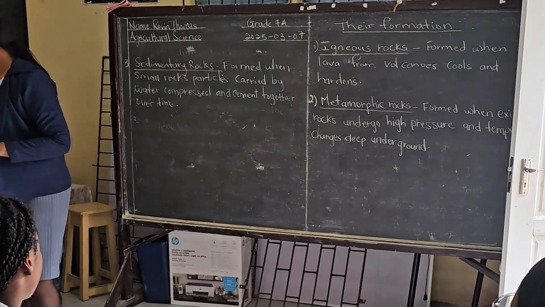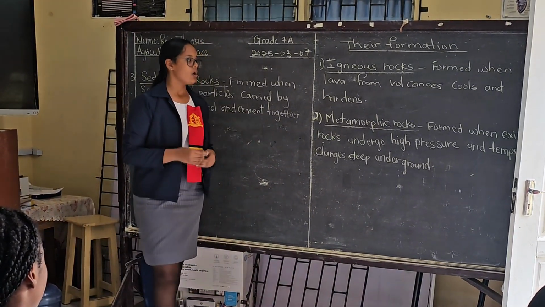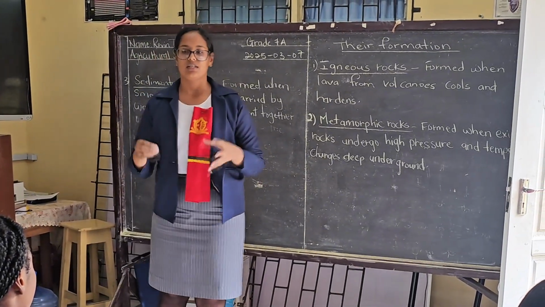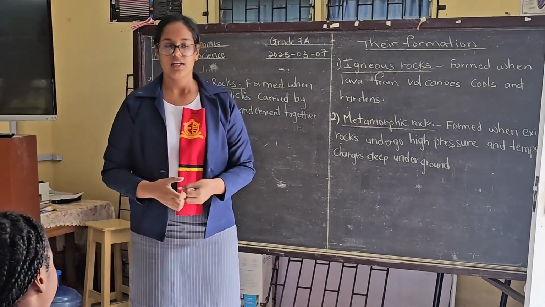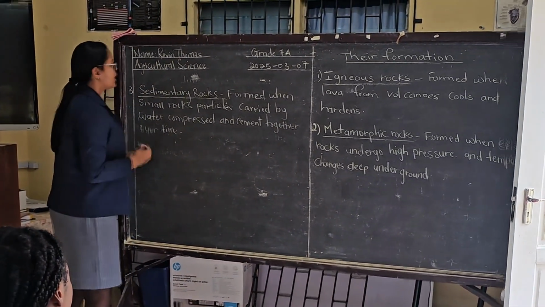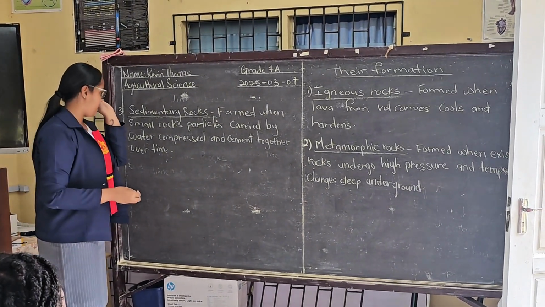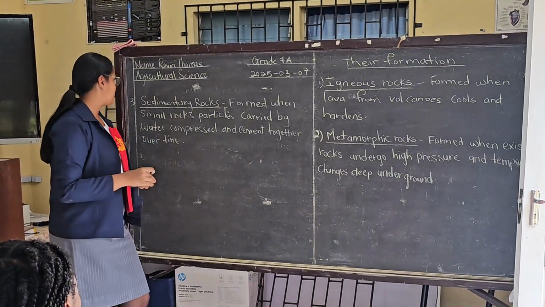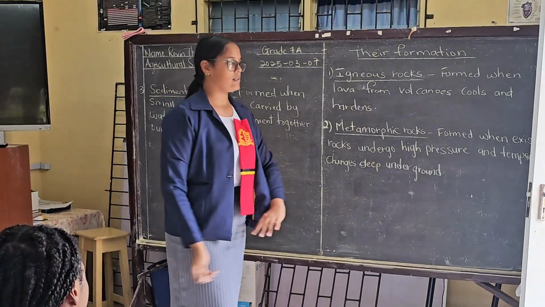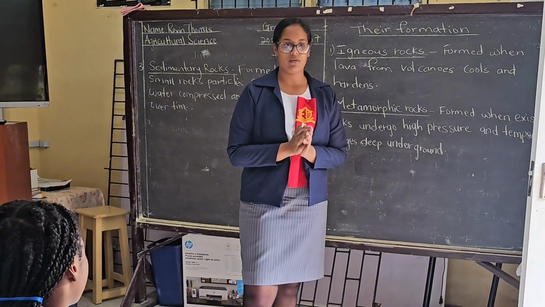Then we have the metamorphic rocks. Now the metamorphic rocks are formed when existing rocks undergo high pressure and temperature changes deep underground. So these rocks have to go through a lot of pressure to be formed, right? Then we have the sedimentary rocks. They are formed when small rock particles are carried by water, compressed and cemented together over time. Over time, many particles pass under the ground in the water and they compress and make a rock.